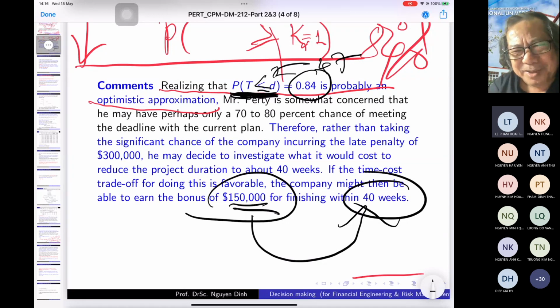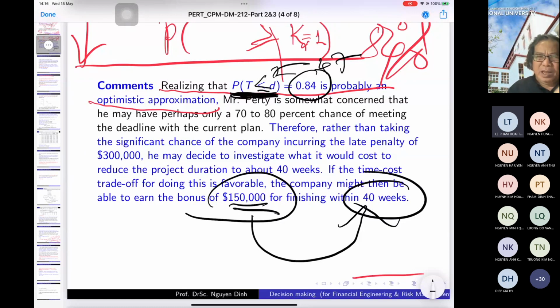$150,000, you understand? That is more than 3 billion Vietnamese dong. That's a lot of money. Okay. And so now he thinks, okay, let's see if we can reduce 4 weeks or not. If we can reduce 4 weeks, then we can get this amount.